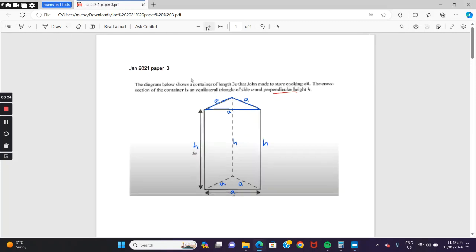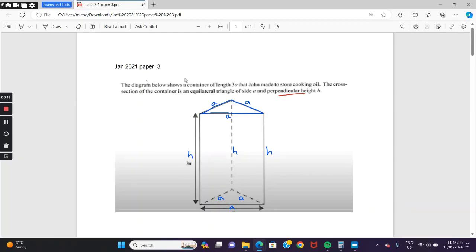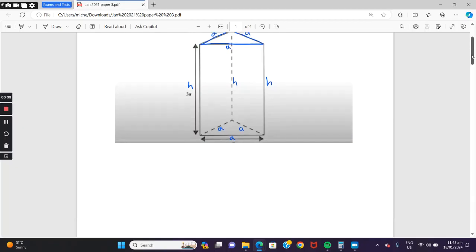I will just briefly refresh what I went through. I labeled the sides of the triangle based on the information here, which they indicated was equilateral, and an equilateral triangle has all equal sides. They also told us what the height is, and all three lengths would be the same because the diagram will have that same height throughout.